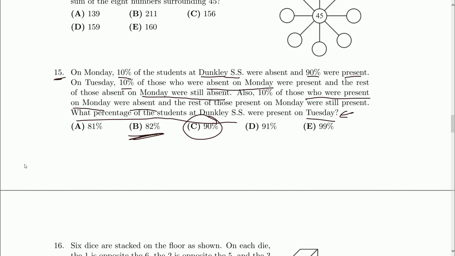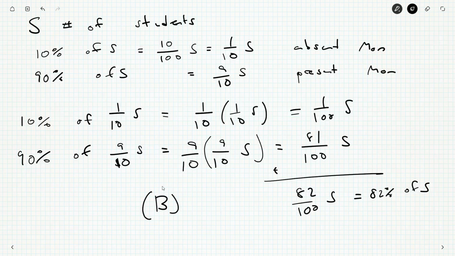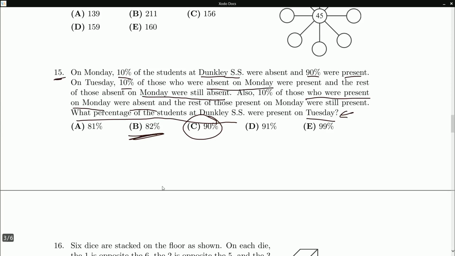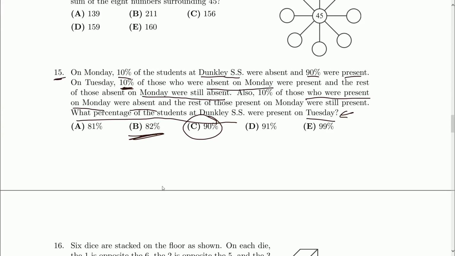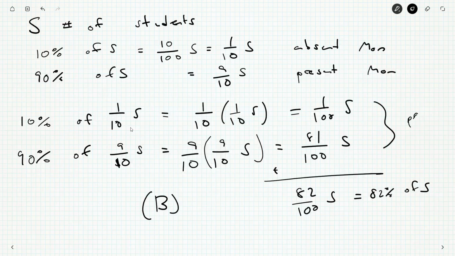So there's a nice little example of a situation where your instinct can fail you. It's interesting, the way it broke up. I got confused just because they said 10% twice, and I figured it was taking the same percentages and putting them all together. This is not the case. It was 10% of one and then 90% of another, and that became the present students on Tuesday.